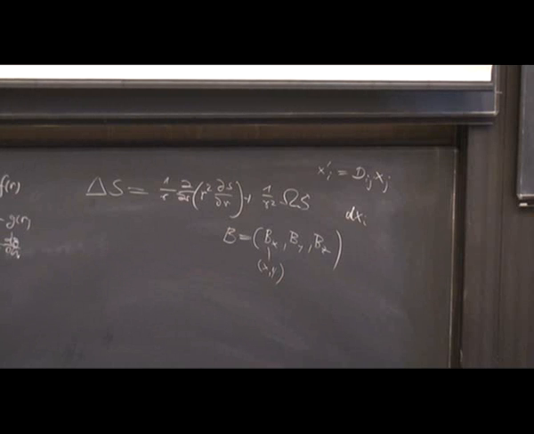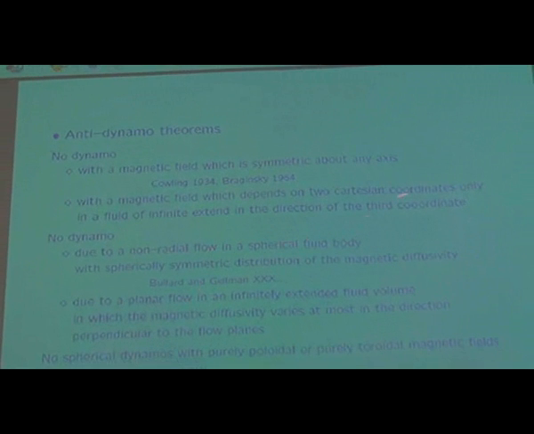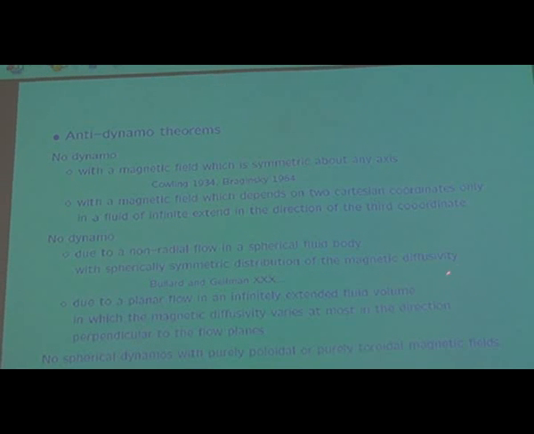And there is a group of conditions for the fluid flow. There is no dynamo due to a non-radial flow in a spherical body under certain conditions for the magnetic diffusivity. So consider you have a flow in a spherical body only on surfaces r equal to constants, no radial components, then this flow cannot make a dynamo. This theorem traces back to Elsasser.